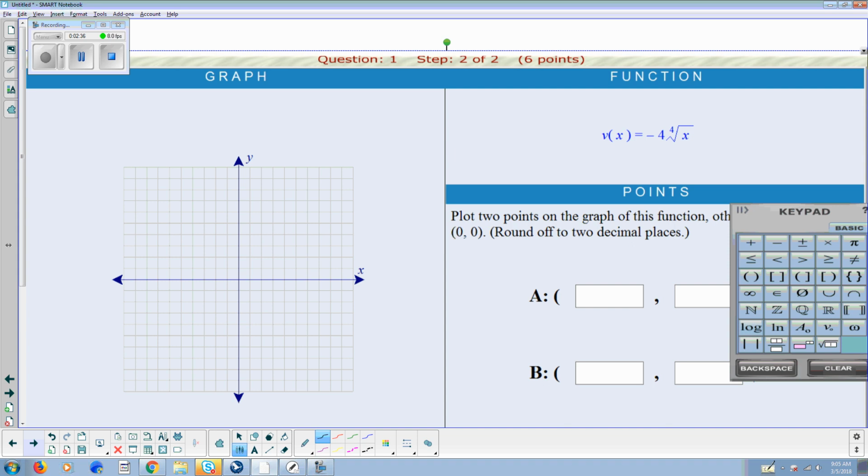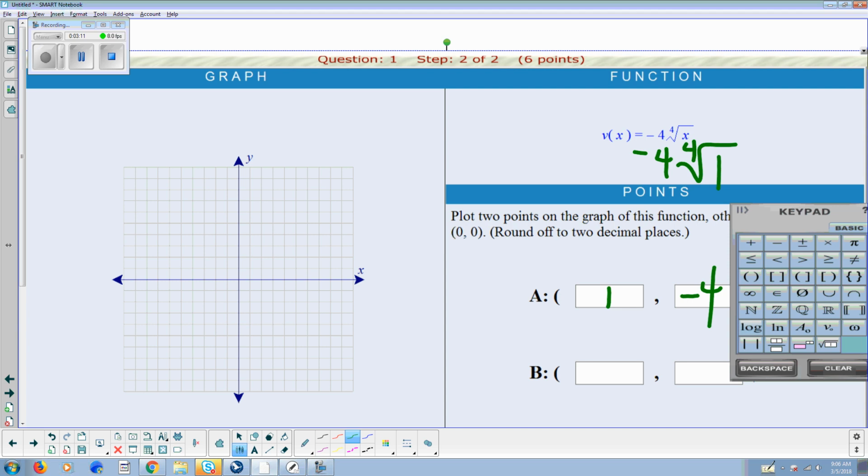Okay, part 2. We're talking about the same function. It asks us to plot 2 points on the graph other than the origin. So this is where I say pick a number, any number, but pick a number that is going to be easy to work with. It says don't use the origin, so I may substitute in the number 1. If I choose 1 for my x coordinate, the fourth root of 1 times -4: the fourth root of 1 is 1, and 1 times -4 gives me -4 for the y coordinate.